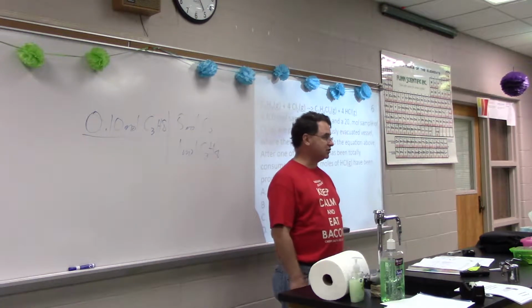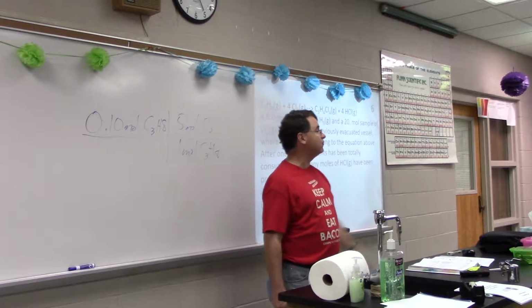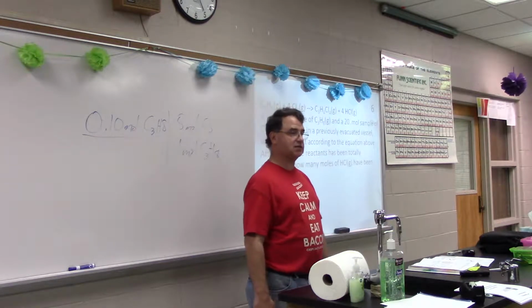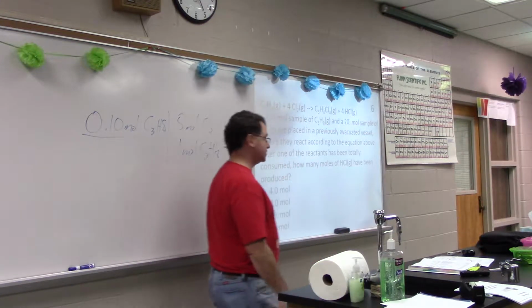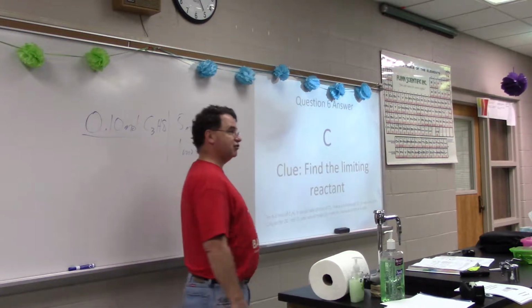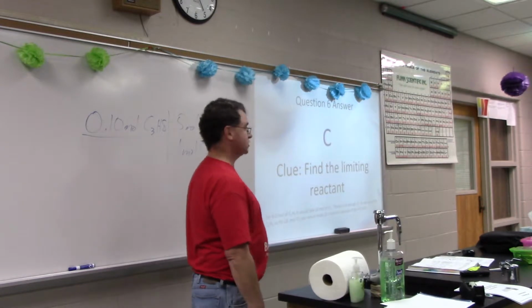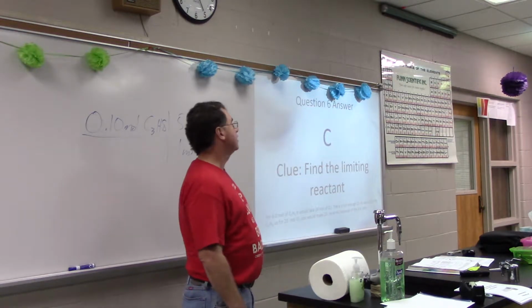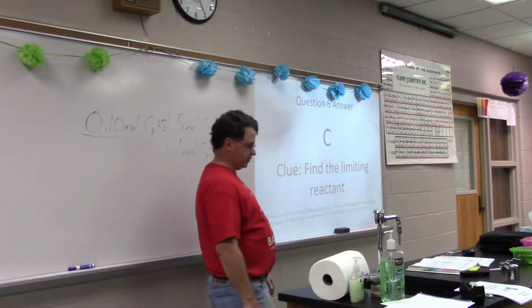Pick the smaller answer, because you're going to run out of one of the reactants, and the other one will be in excess. So this kind of problem is a 30-second problem. You're just going from moles to moles, simple, easy steps, and you're just doing it with two numbers.